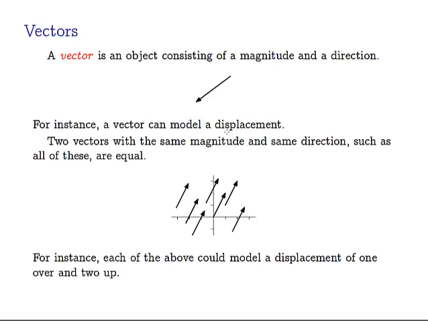You see this picture? So these different arrows represent displacements. In some sense, the displacement is the same for each of these arrows. The only difference is the starting point. But we call all of these arrows as representing the same vector because we're focusing on the magnitude and the direction of the displacement in this case.